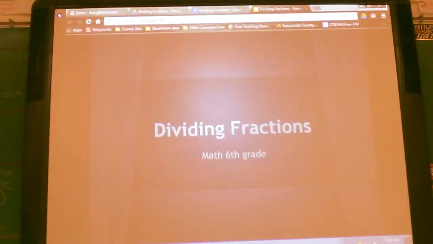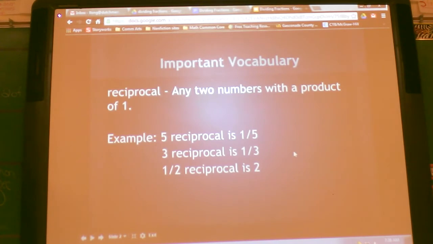Okay, we're going to start talking about dividing fractions this week. Last week we talked about multiplying fractions. Today we're going to talk about dividing fractions. So, first thing we need to know is our vocab. The only vocab we need for this week is reciprocal.